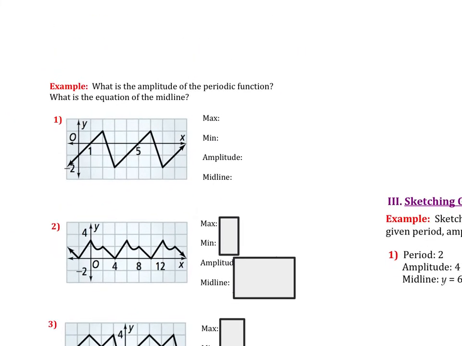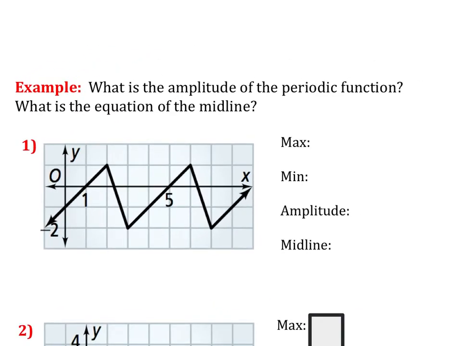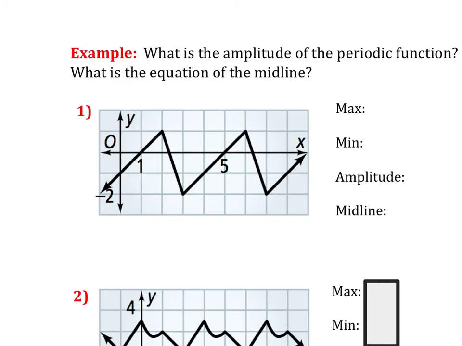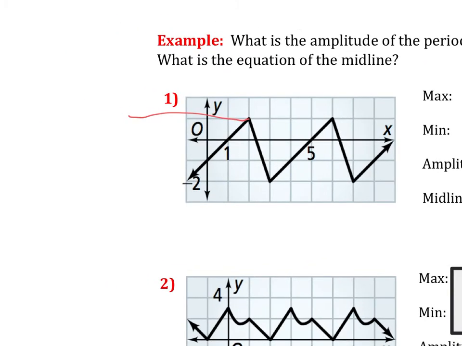Let's take a look here. More graphs. What's the max? What's the min? What's the amplitude? What's the midline? All right, so the highest point I hit, it appears to be at 1. The lowest point is at -2. Smack dab in between a -2 and a +1 would be a -1/2. So now we need to know what is the distance between those.